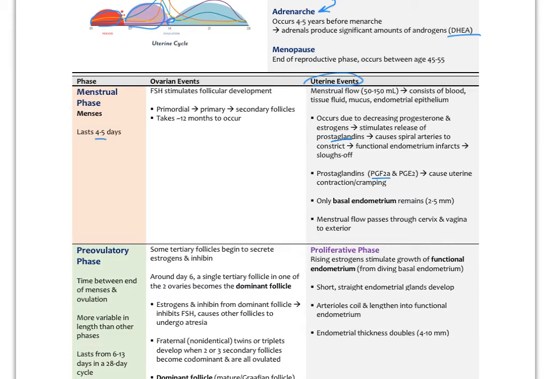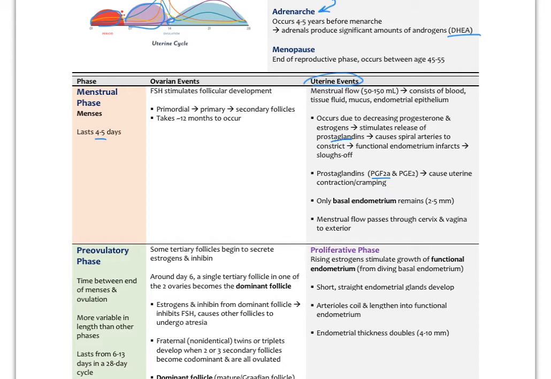The prostaglandins also cause contraction and cramping of the myometrium. This is what causes menstrual cramping and can cause a lot of menstrual pain. The prostaglandins sensitize nerve endings to pain as well, and so all of this will result in potentially dysmenorrhea, very painful menses. The menstrual flow will then pass through the cervix and the vagina to the exterior.